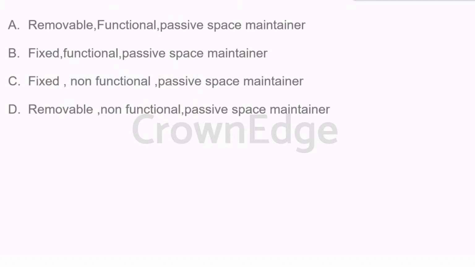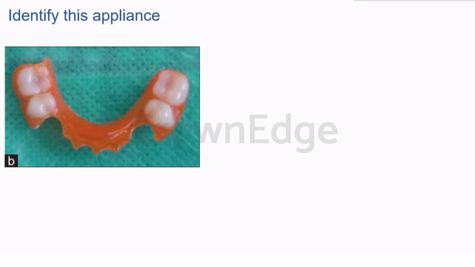Option B, fixed functional passive space maintainer. No, it's again fixed. It's a removable appliance. So the right option is option A, removable functional passive space maintainer. When you have teeth, it is functional. When you don't have teeth, it is not functional.